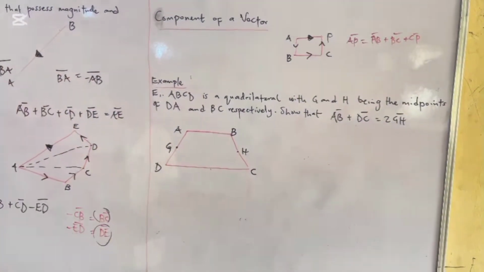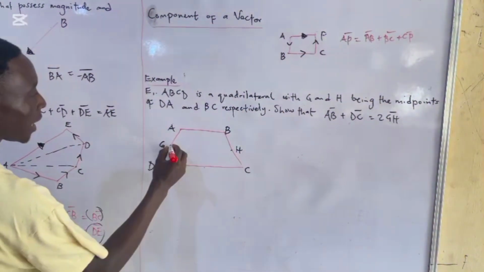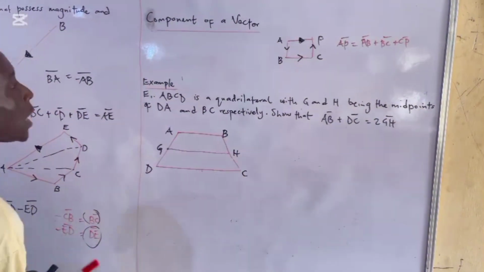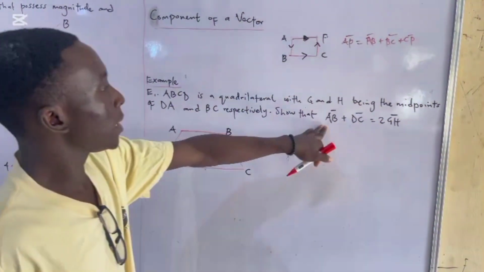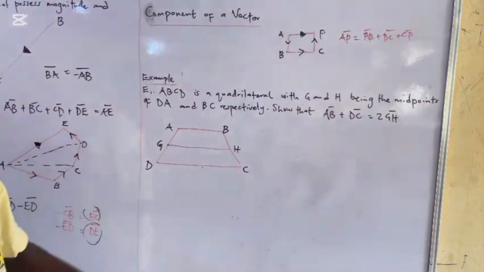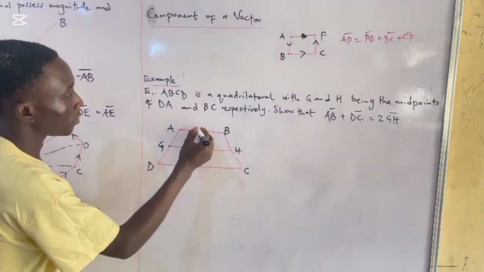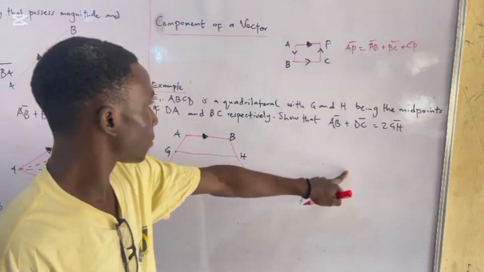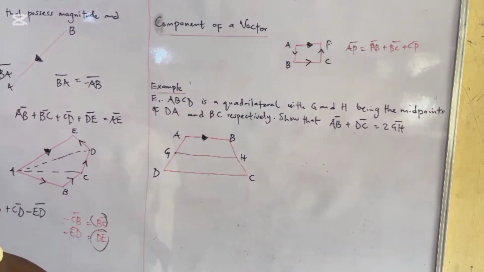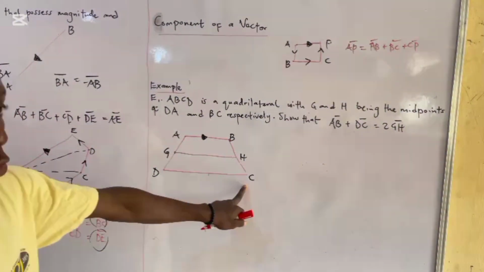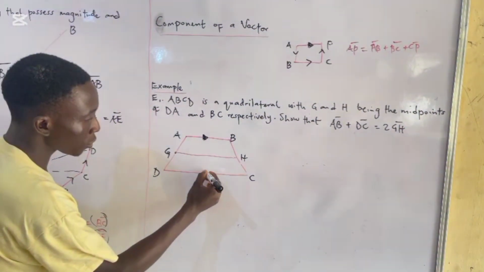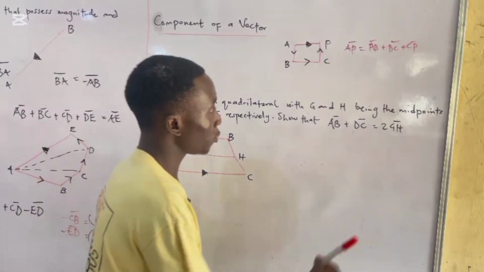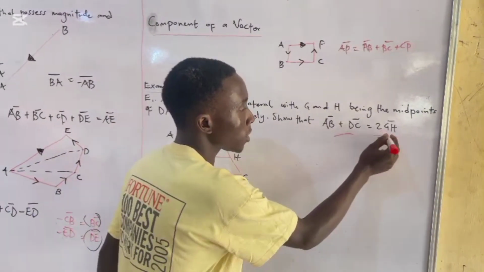Okay. Now, you know that we have a line from here to here. That's the midpoint of both lines. Now, we should show that AB, let's put the direction now. We have AB, this is the direction, then plus DC. We have DC here, which means we have a direction going this way also. So put the direction equals to 2GH. This is what we have to prove. Prove that this equals this.